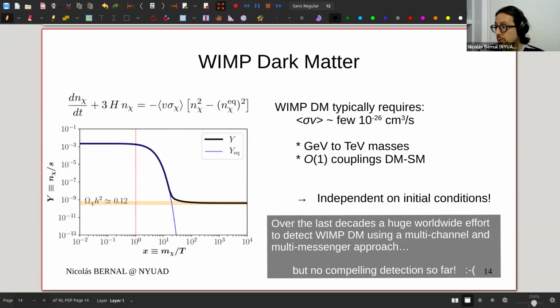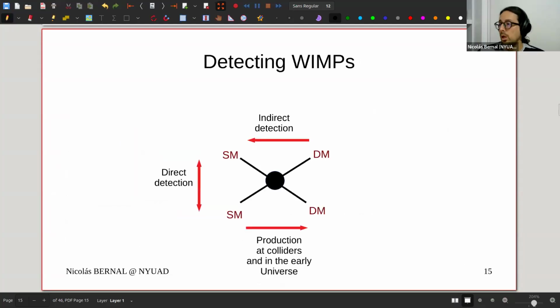However, we have been looking for these WIMPs in the last decades using this multi-channel and multi-messenger approach, but there's no compelling detection so far. And what's the idea of FIMP? If we have this reaction in the early universe, annihilation and production of dark matter, you can imagine that using the same reaction, you can have annihilation of dark matter into a couple of standard model particles. And you can look for these standard model particles in satellites or in detectors on the ground here, so at Earth.